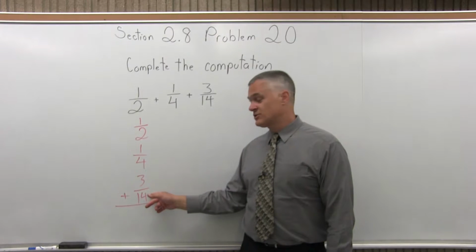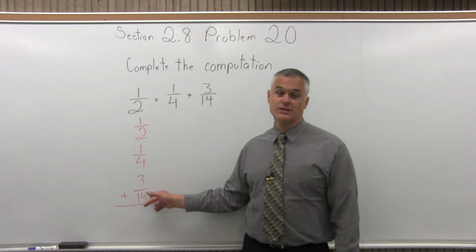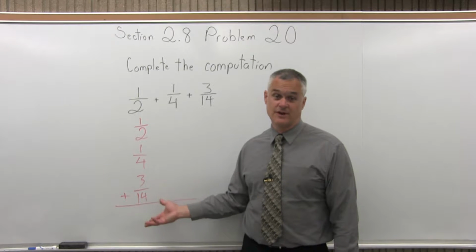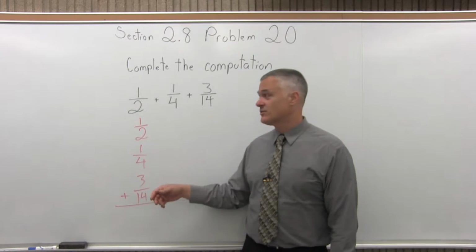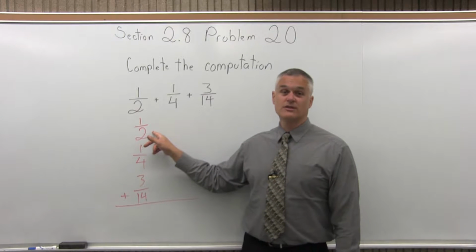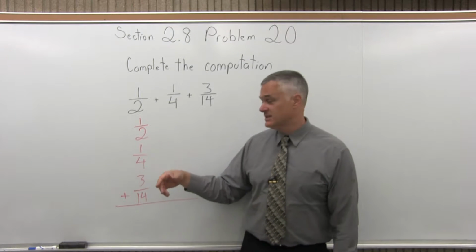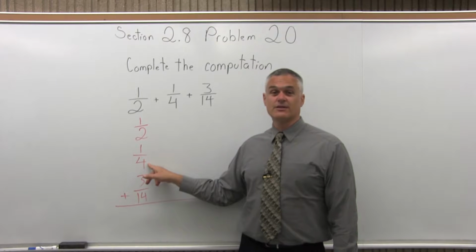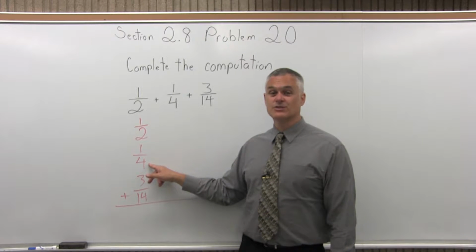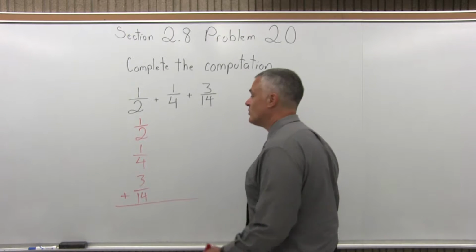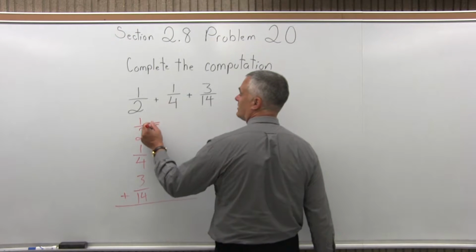So next try, take the biggest denominator, 14, double it, and now see if the others divide in. So if I double 14, I get 28. And of course, 14 will divide into 28 evenly. Will 2 divide into 28 evenly? Yes, it will, because it's even. Will 4 divide into 28 evenly? Actually, it will, right? 4 times 7 is 28. So 28 will work as a lowest common denominator.